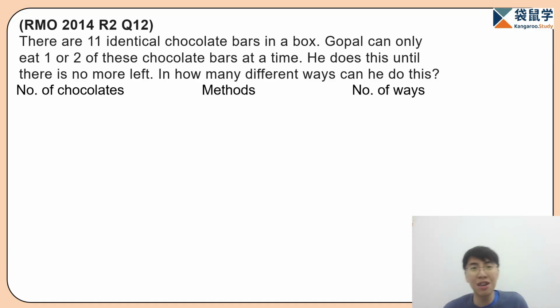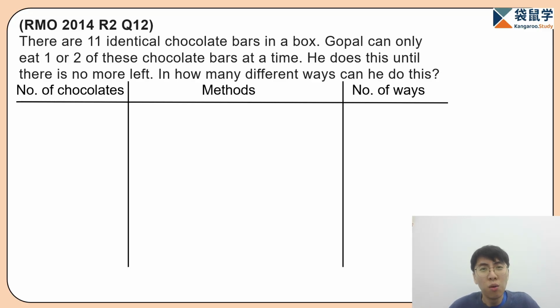Number of chocolates: if there's one singular chocolate, what is the method for him to eat it? There's only one way, right? He eats that one chocolate at that one time. So if there's only one chocolate, you just eat it, and the number of ways is just one.